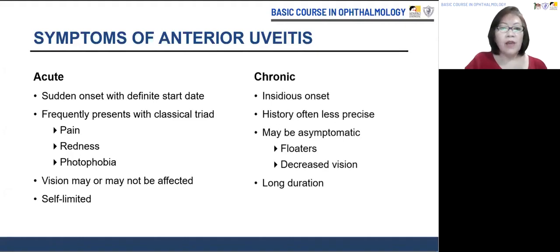In chronic uveitis, disease onset is insidious, leading to a less precise history. Oftentimes, patients will be unable to provide specific information as to when their eye problem started. When symptomatic, these patients would often complain of presence of floaters or decreased vision.